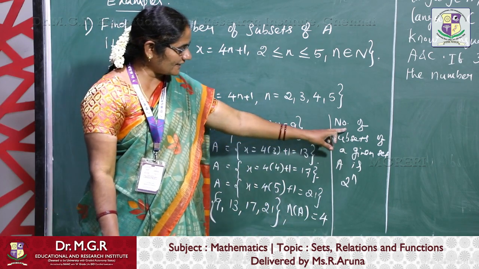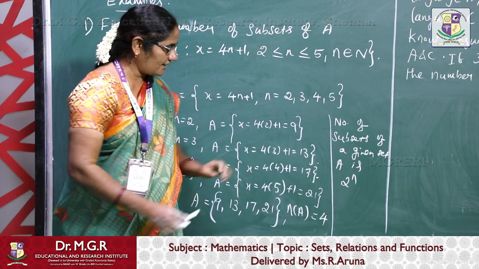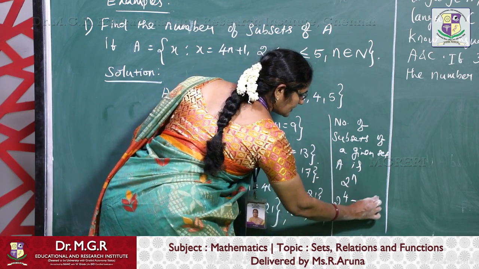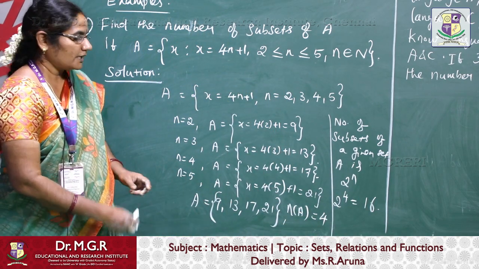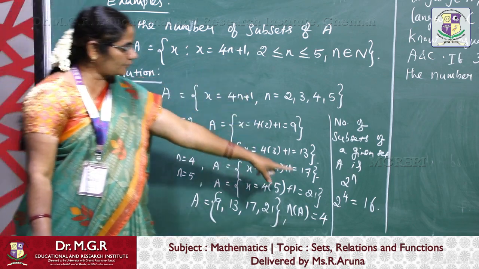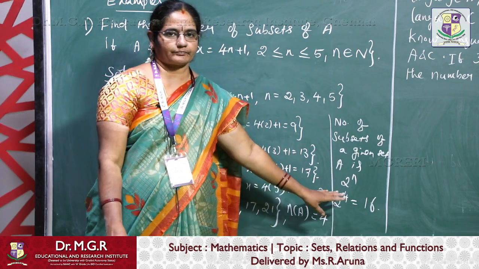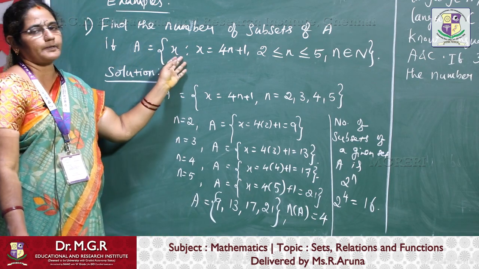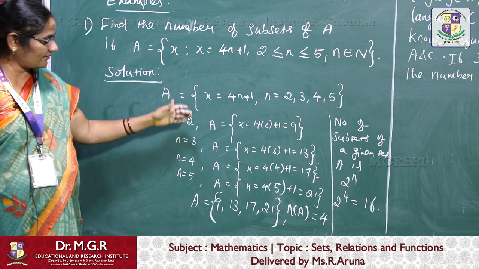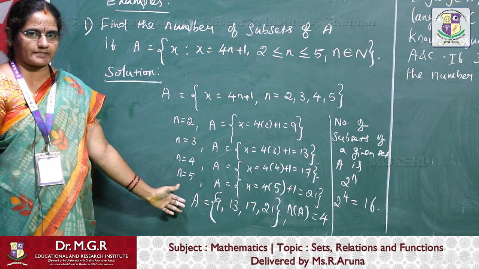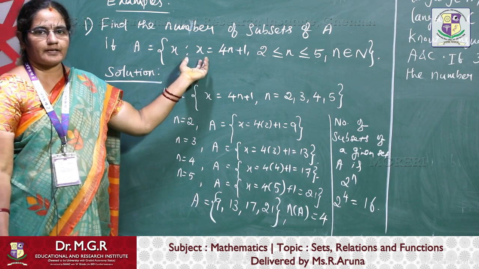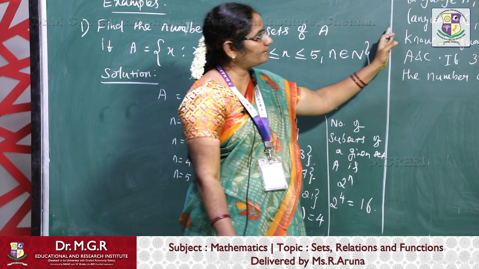So how can we find the number of subsets of A? Just substitute it here: 2 power 4, which is 16. So the number of subsets of the given set A is found to be 16. This is a very simple problem. We have worked it out step by step so that it is clear to you. Next we can go to example 2.